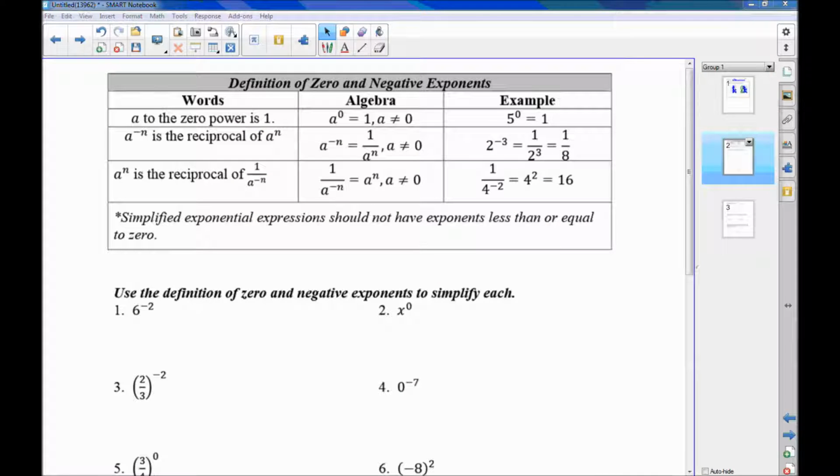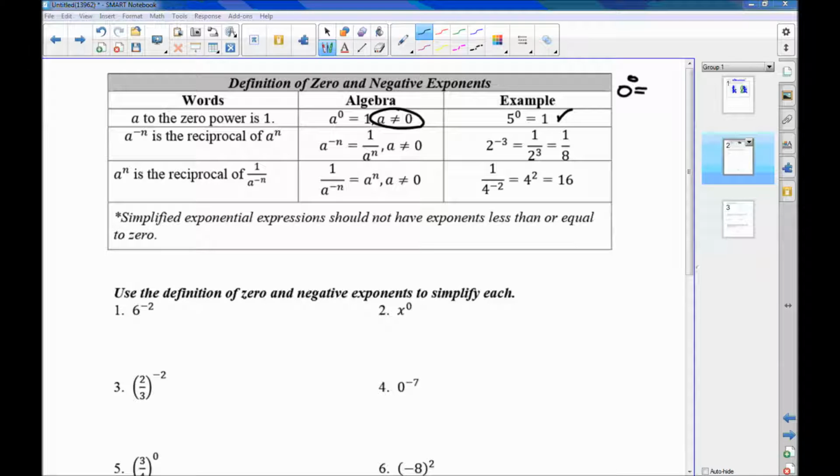On our second page, we have our rules here, so the definition of the 0 and negative exponents. So a to the 0 power is 1, so any number to the 0 power is 1, except for one exception. A can't be 0. So if you try to type 0 to the 0 power on your calculator, you'll see an error message. You'll say, like, can't divide by 0. Okay. 5 to the 0 power, for example, is 1. And on the first page, we notice that 2 to the 0 power was 1, and 3 to the 0 power is 1. Doesn't matter what the base is as long as it's not 0.